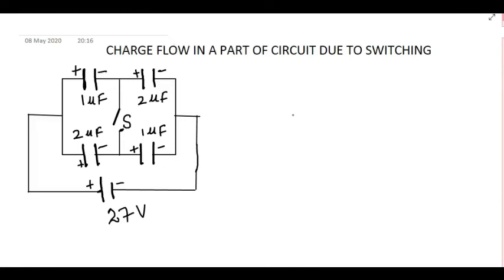Welcome students. In this competitive series, today we are going to discuss a very important topic, that is charge flow in a part of a circuit due to switching.